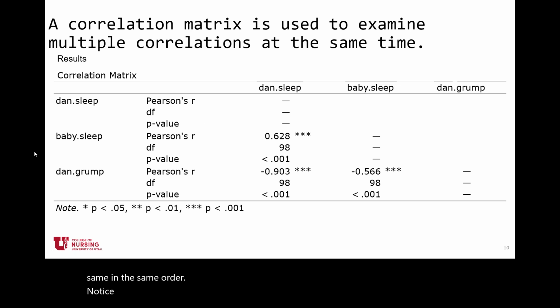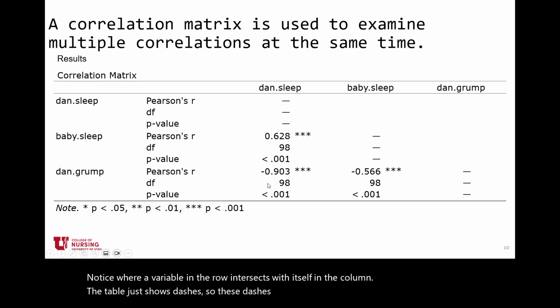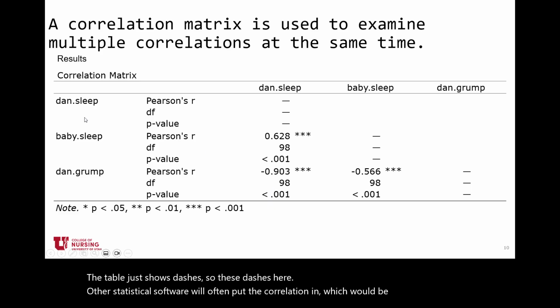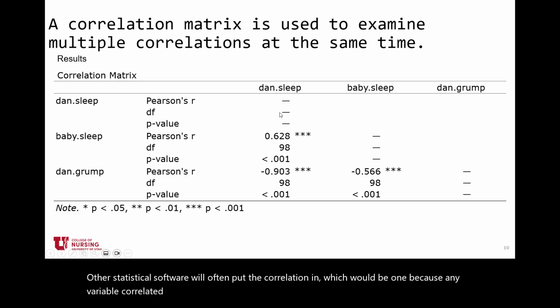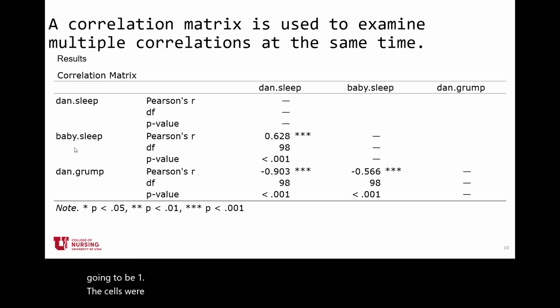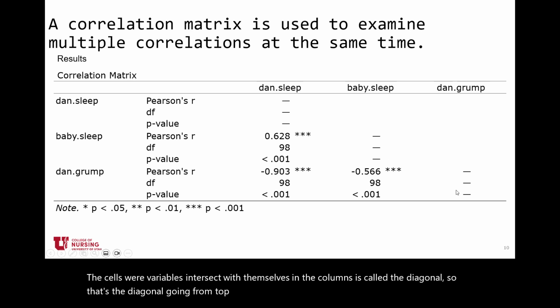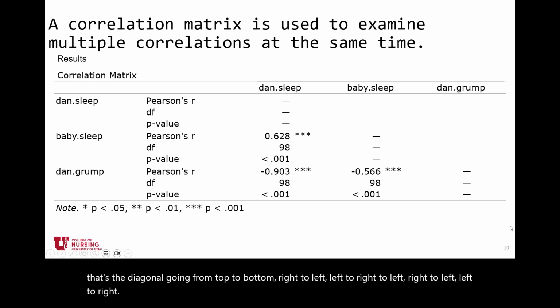Notice where a variable in the row intersects with itself in the column. The table just shows dashes, so these dashes here. Other statistical software will often put the correlation in, which would be 1, because any variable correlated with itself is going to have a perfect correlation, and the Pearson R value is going to be 1. The cells where variables intersect with themselves are called the diagonal. So that's the diagonal going from left to right, top to bottom.